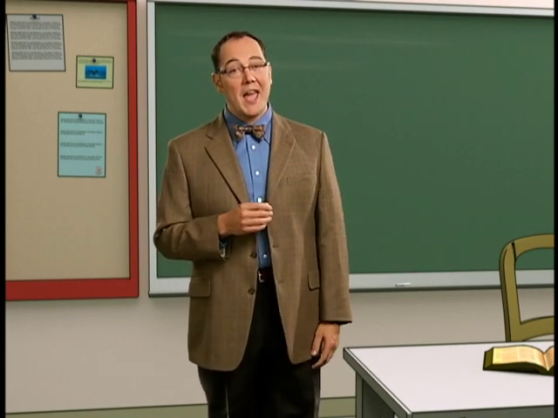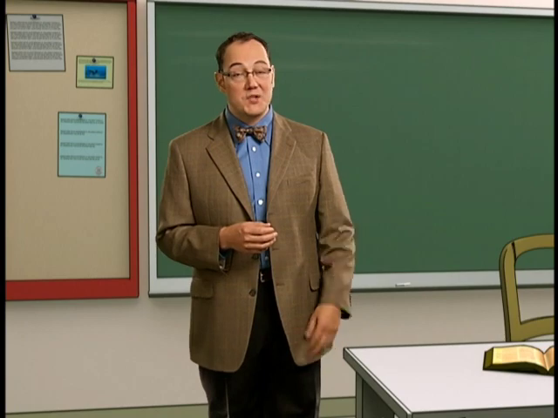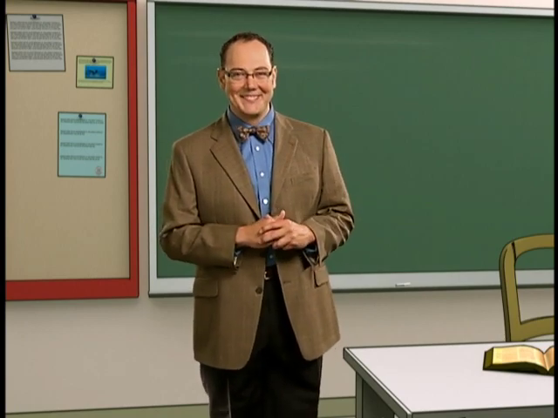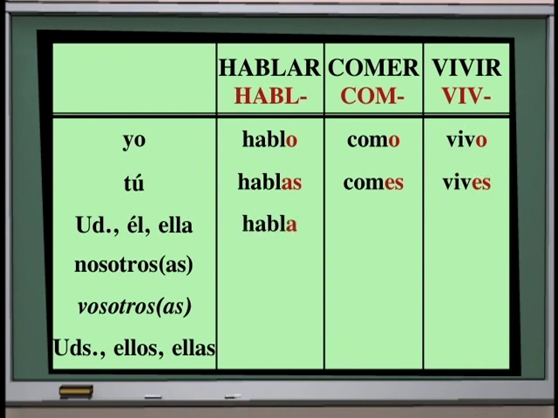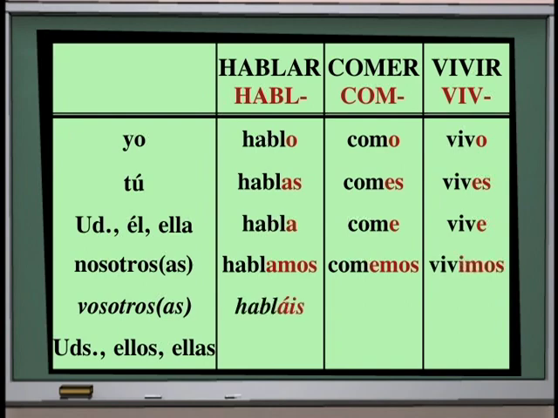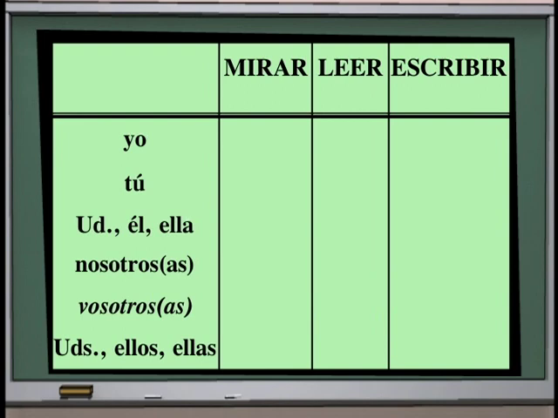Let's finish up by looking at the AR, ER, and IR verbs side by side. Ready? Hablo, como, vivo, hablas, comes, vives, habla, come, vive, hablamos, comemos, vivimos, habláis, coméis, vivís, hablan, comen, viven. Great! Now let's practice three more common regular verbs from each family.